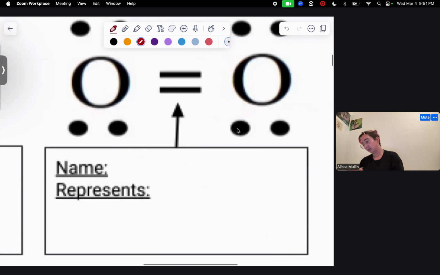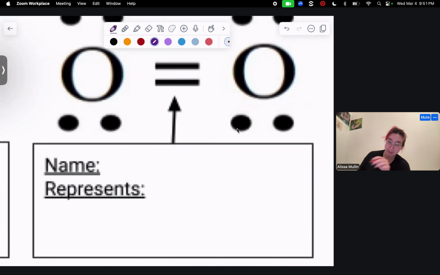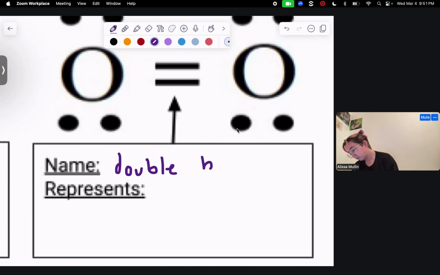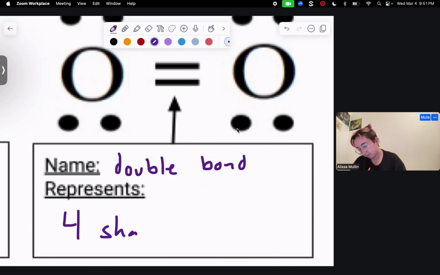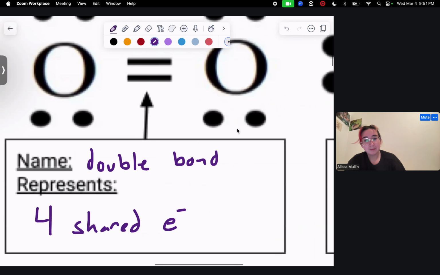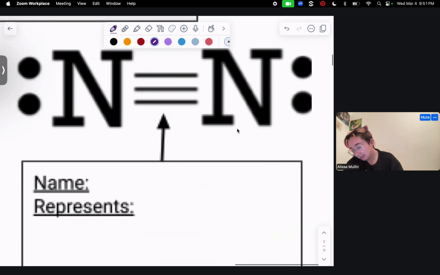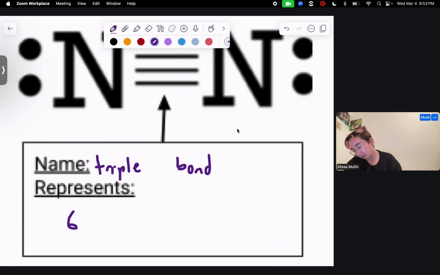Over here, you'll never guess. When there's 2 lines, it's called a double bond. Whoa. Each line in the structure is 2 electrons, so 2 lines is going to be 4 shared electrons. All right, what if we had a 3rd line? That's called a triple bond. Each line is 2 electrons, so if I have 3 of them, that's going to add up to 6 shared electrons.